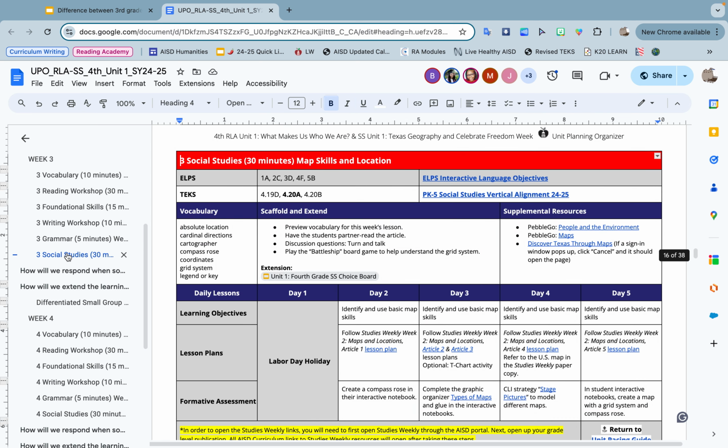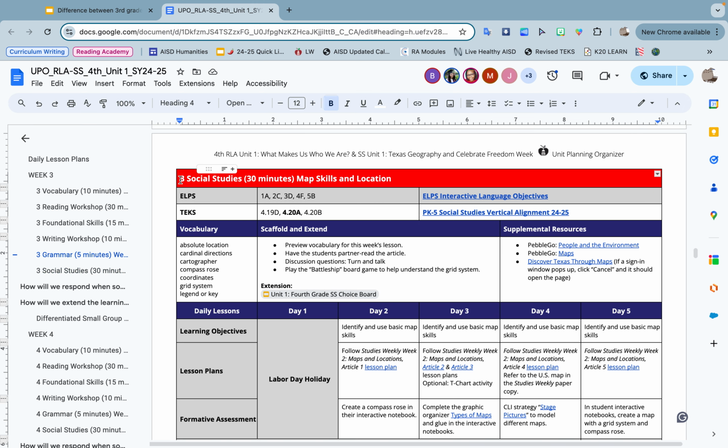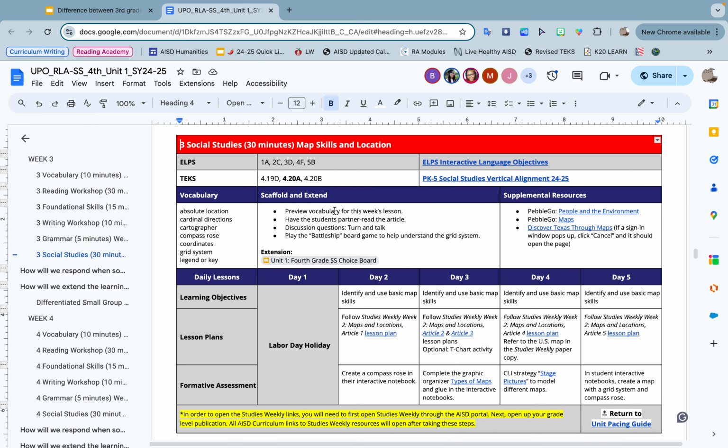So I'm going to click over here and show you the components of the social studies lesson plan. So you see here we have in the red header the week number. So this is week 3 of the year. Social studies is the content. It is a 30-minute block. That is how it was designed and what it says in the guidance for the instructional minutes for elementary. And then the topic. Below that, you will see which ELPs will be covered during this week, and a link to see what those actually stand for, and then which TEKS are identified in this week.